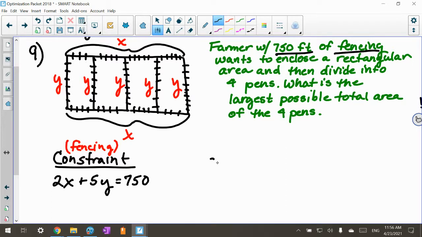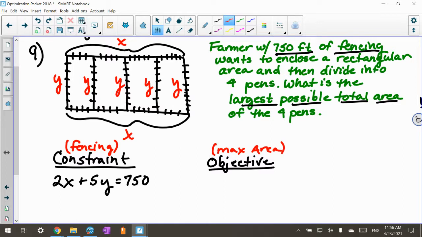Now, my objective, what they want us to find, is the largest possible total area of all 4 pens. So basically, we're looking for the maximum area. I know the area of a rectangle, so I'm going to put it here. Area of a rectangle is base times height, or length times width, and according to my picture, it's X times Y. So I've basically come up with the fencing equation and the area equation, right?